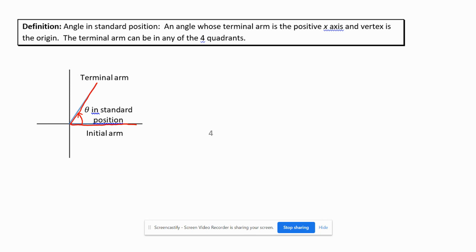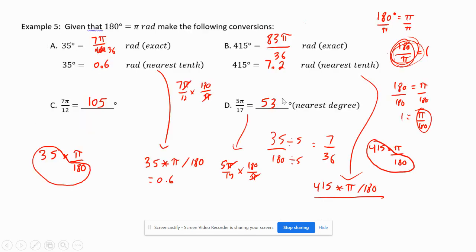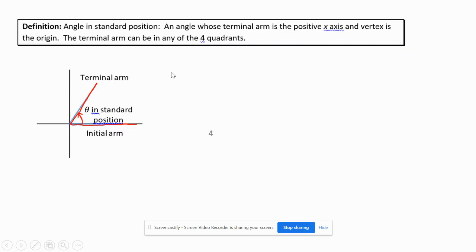Now it says the terminal arm can be in any of the 4 quadrants. So here's what I mean by that. So if I say draw 110 degrees in standard position, well, my initial arm would be this guy over here. Now if this was 90, so from here to here would be 90, I'd be going up like this, and that means from here to here would be 110 degrees, like that, okay?